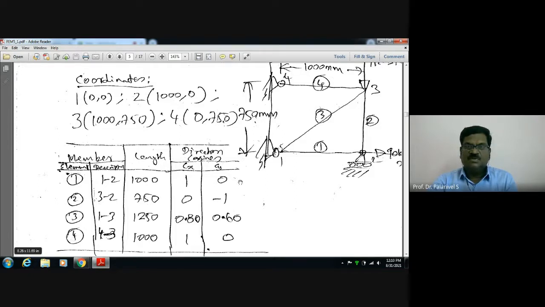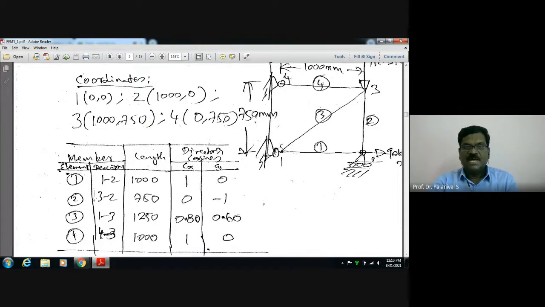At the fourth node, I told you deformation towards right is positive. So you have to write the description 4, 3, towards right. So likewise I have given the member descriptions, and the length of each member I have written. Element 1 is 1000. Element 2 is 750. Element 3 is 1250. Element 4 is 1000 mm. Length is written. You can write a unit also here, length in mm.